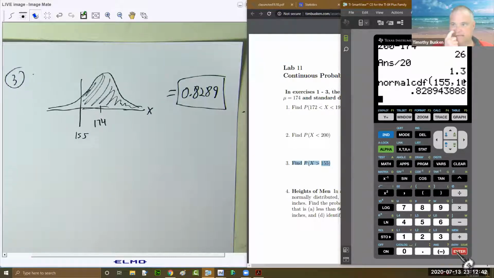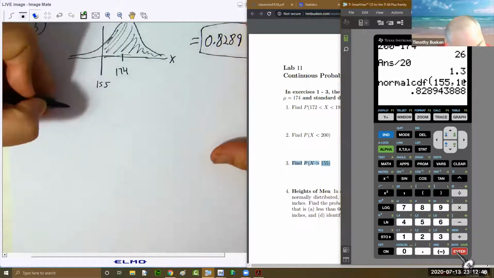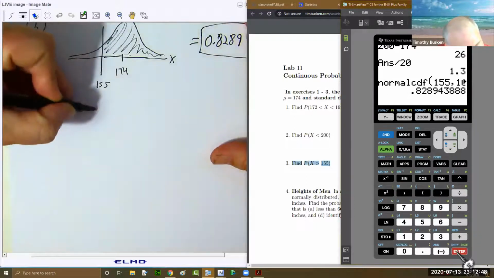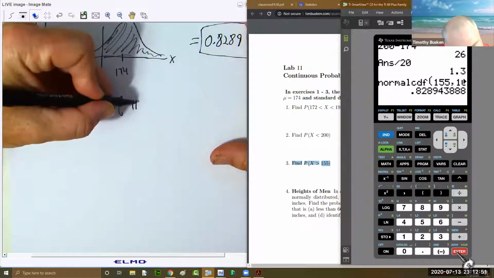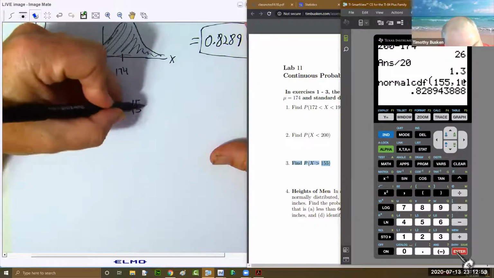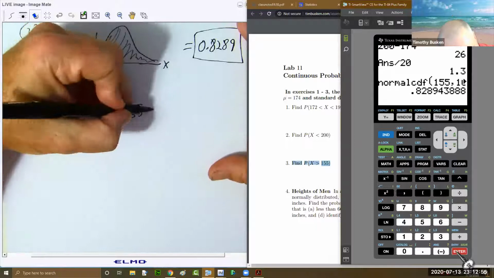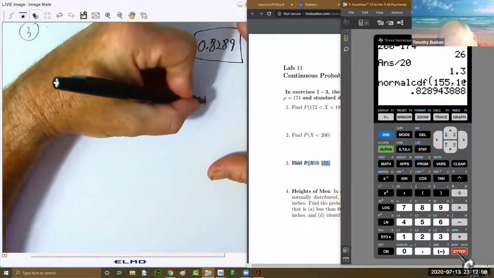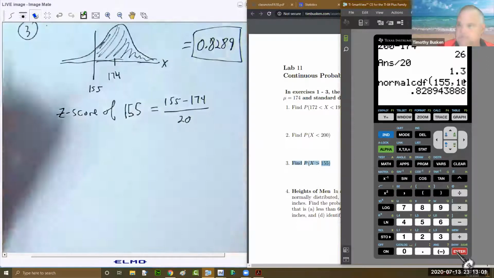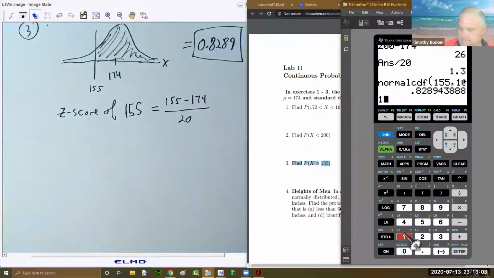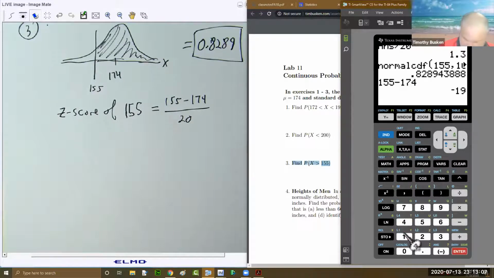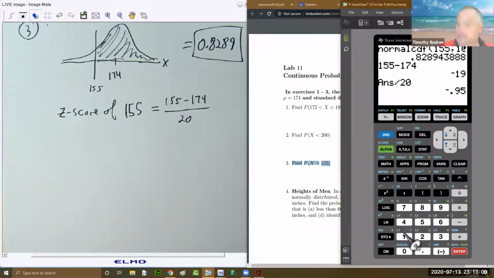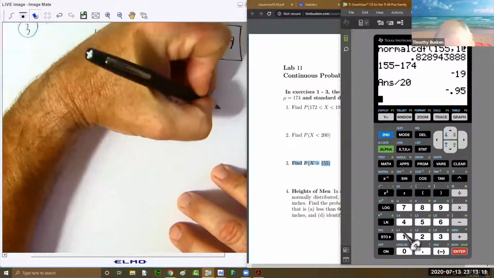Okay, so now if you have to do this problem using the z-table, then you need to find the z-score of 155. That's going to be 155 minus 174 divided by 20. So let's figure out what that is. Divide that by 20 now, and we're getting about negative 0.95.